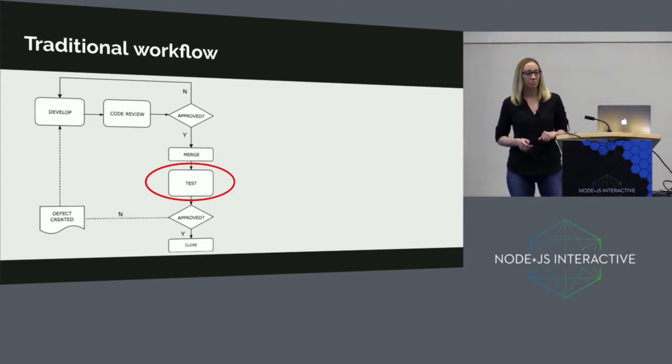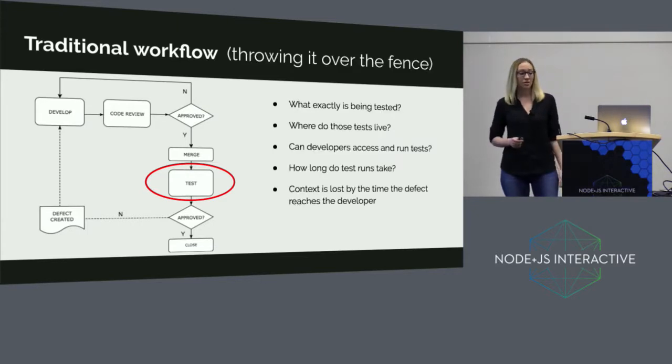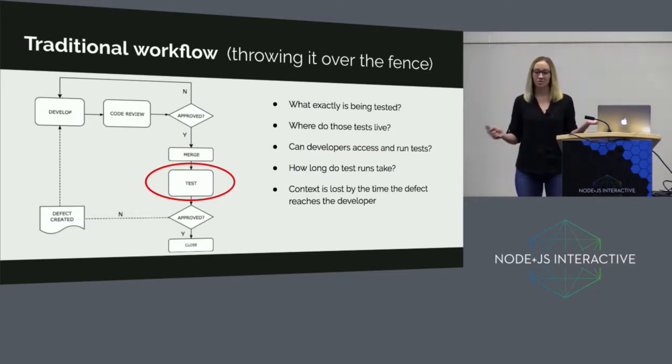And this is a problem because by the time it gets back to the developer, context is lost. I call this the throwing it over the fence method because you develop your feature, you don't write any automated tests for it, and then you just move on to the next thing. And if there's a defect that comes back, then you just fix it later.